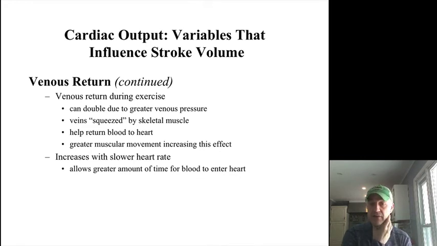Again, if we slow down the heart rate, we can allow more time. But again, with exercise, we can push more back due to that muscle pumping effect.